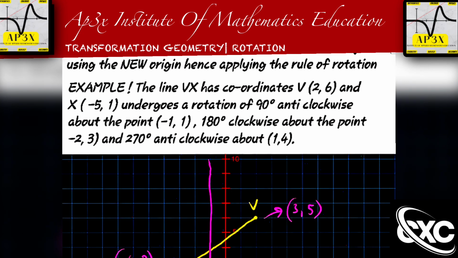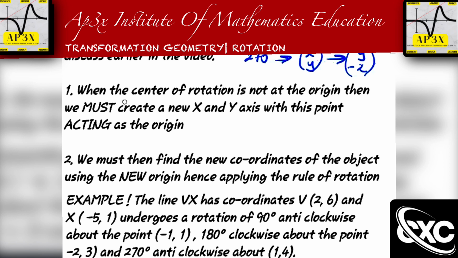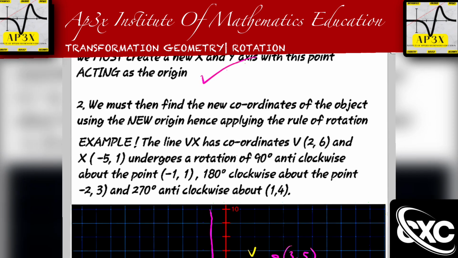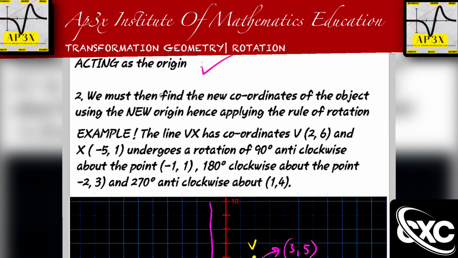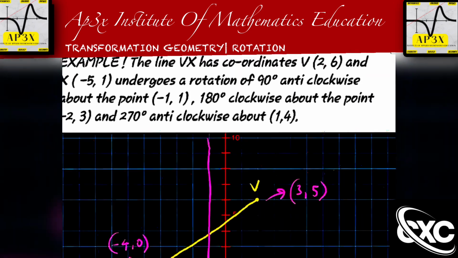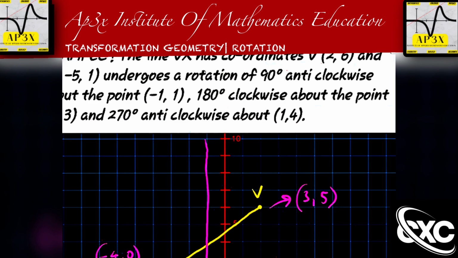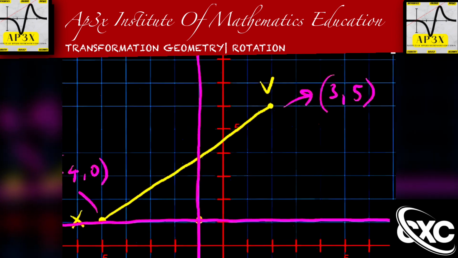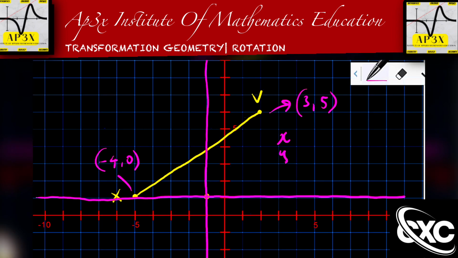Now, as we had suggested here, number one, when the center of rotation is not the origin, then we must create new x and y axes with this point acting as the origin. Check. We must then find the new coordinates of the object using the new origin. Hence, we're going to apply the rule that we know. We know that this particular line is going through a 90 degree anti-clockwise rotation. So based on what we know about anti-clockwise rotation, if we have a random point (x, y) sent through a 90 degree rotation, it's going to flip, and then of course the y is going to change.